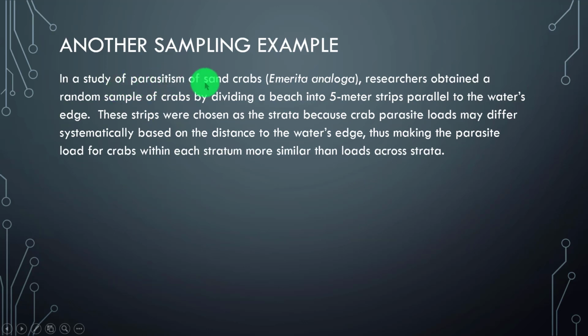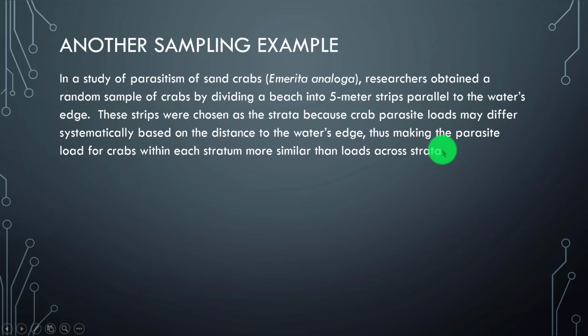In a study of parasitism of sand crabs, researchers obtain a random sample of crabs by dividing a beach into 5-meter strips parallel to the water's edge. These strips were chosen as the strata because crab parasite loads may differ systematically based on the distance to the water's edge, thus making the parasite load for crabs within each stratum more similar than the loads across the strata.